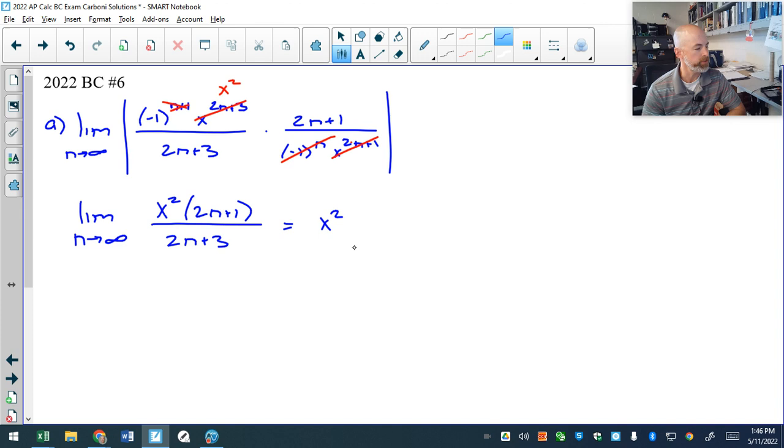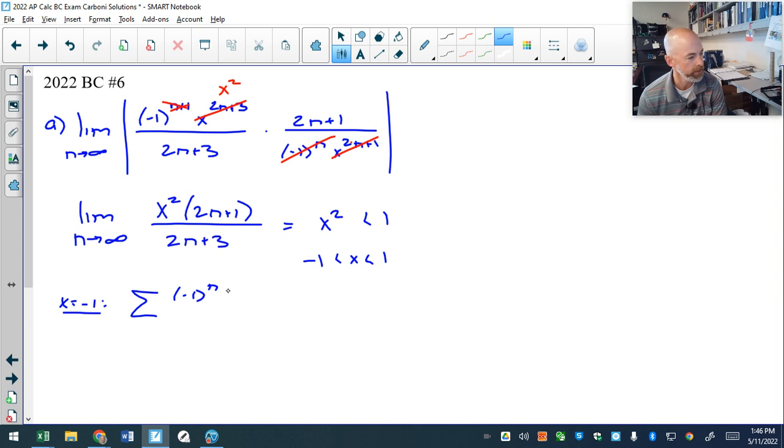And for the ratio test to show convergence, that will need to be less than 1, which will happen when x falls between negative 1 and 1. And now we have to test those endpoints. So now let's see what happens when x is equal to negative 1. We will have the series. If I plug in negative 1 for x, so I have negative 1 to the n times negative 1 to the 2n plus 1 over 2n plus 1.